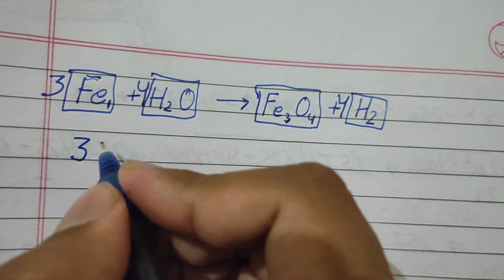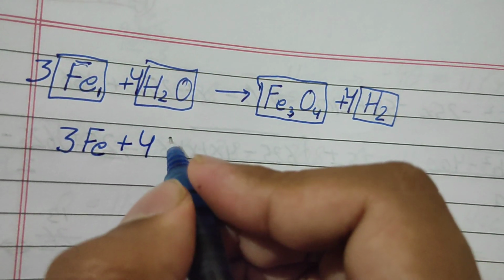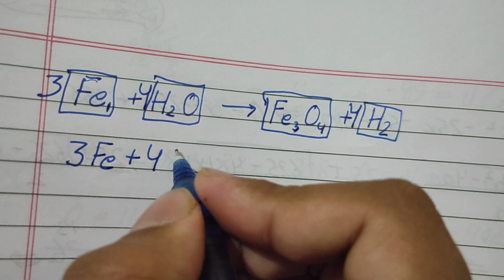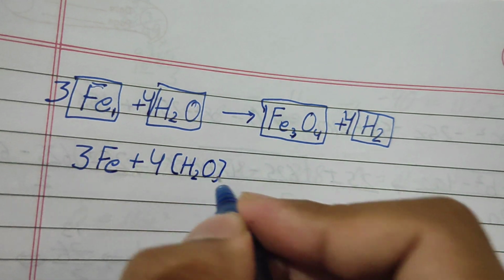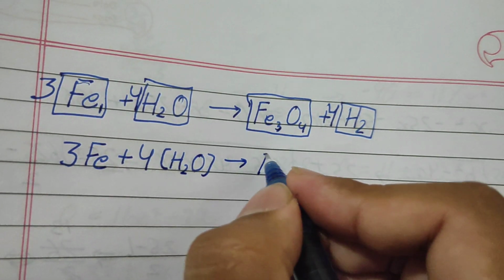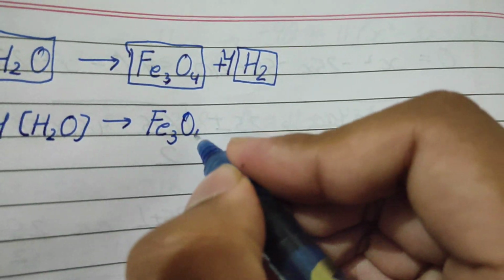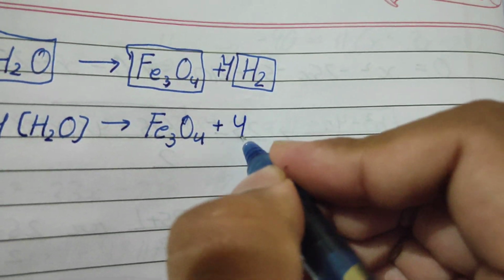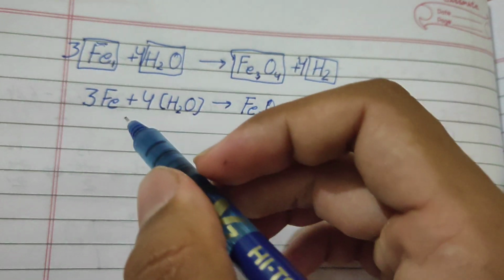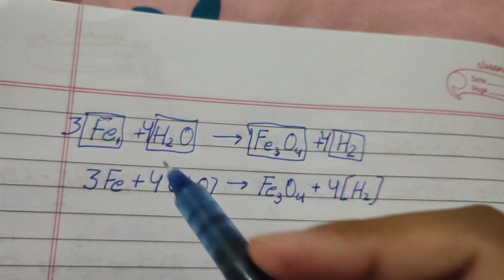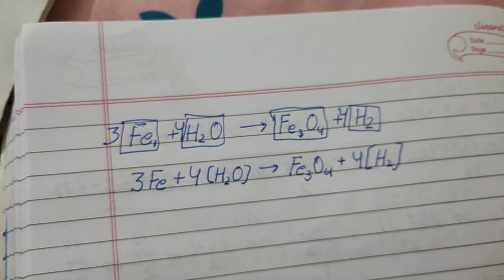So the new equation that we would write would be 3Fe plus 4H2O gives Fe3O4 plus 4H2. So this is our new balanced equation, right? We have changed it from a skeletal chemical equation to a balanced chemical equation. This was how to balance equations.